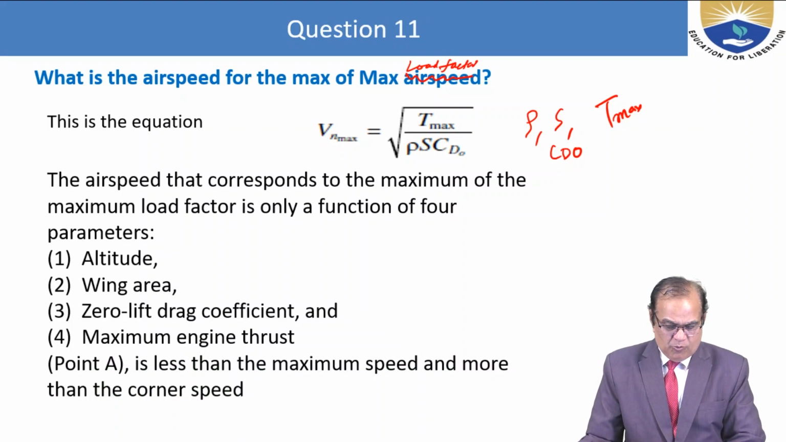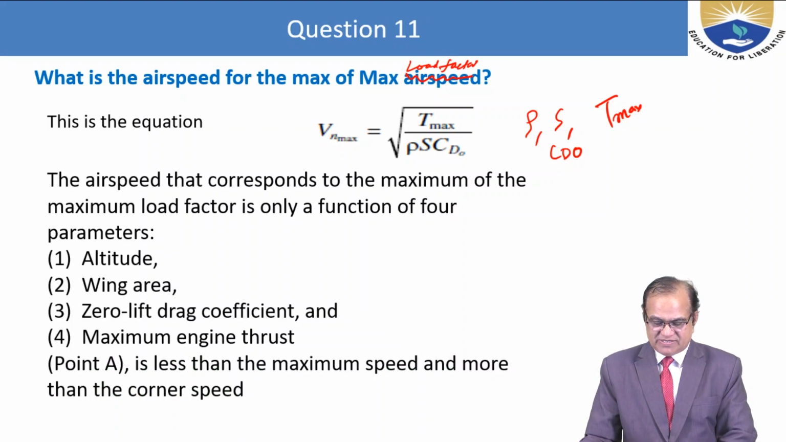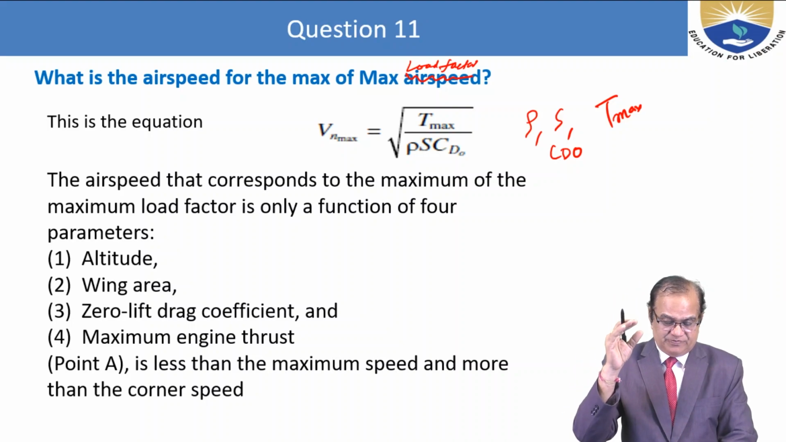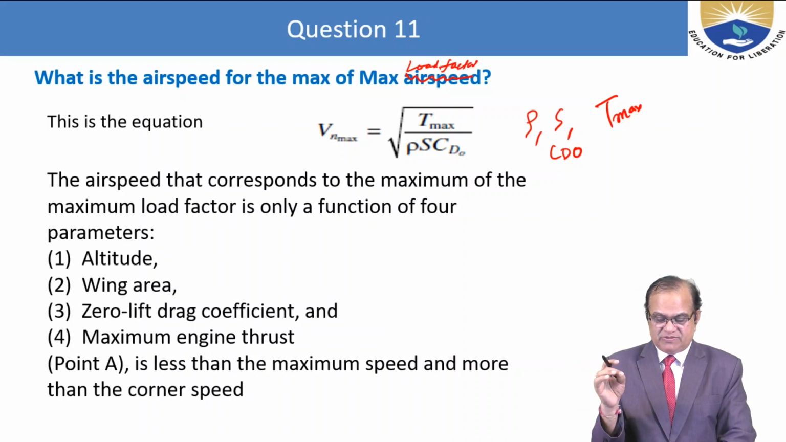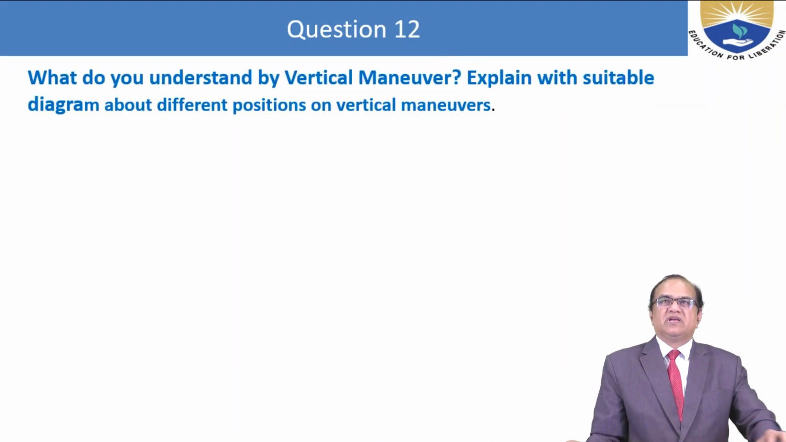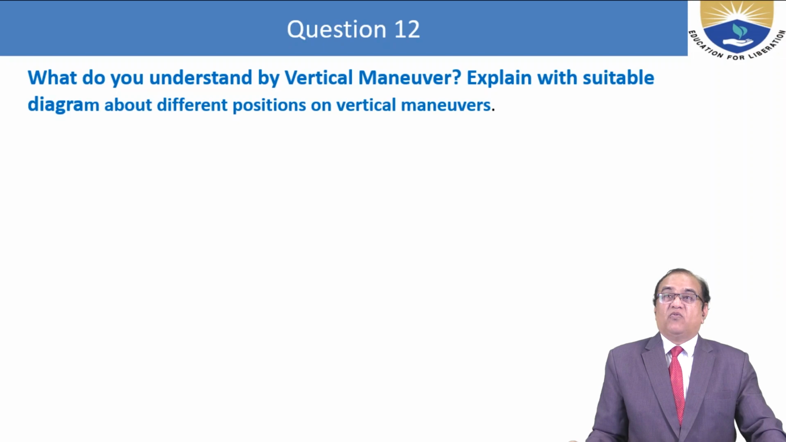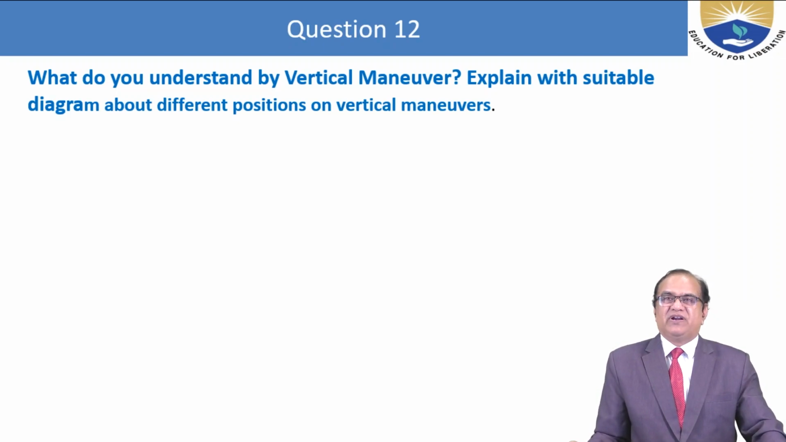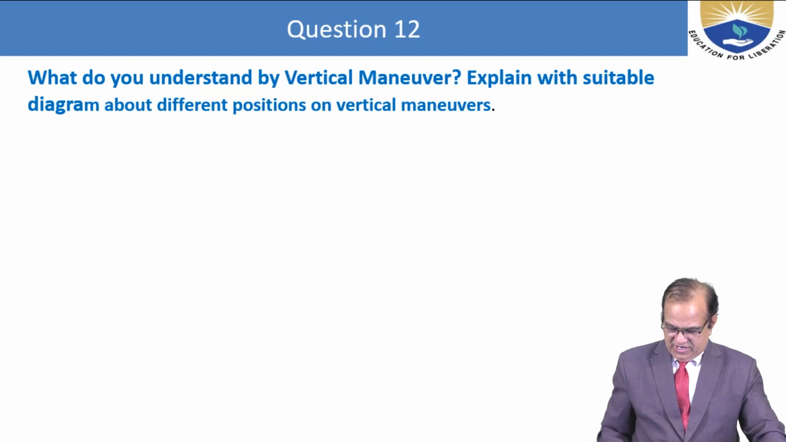And point A is less than the maximum speed and more than the corner speed. So point A in the previous diagram is less than the maximum speed and more than the corner speed. So what do you understand by the vertical maneuver? Explain with suitable diagram about different positions on vertical maneuver.